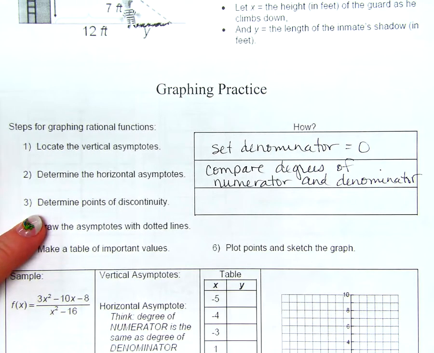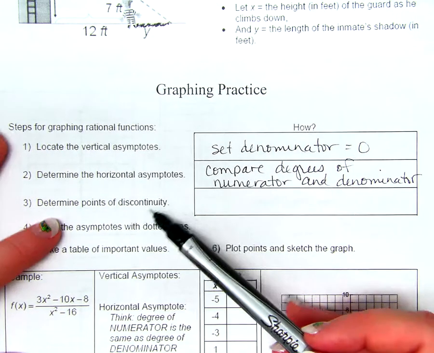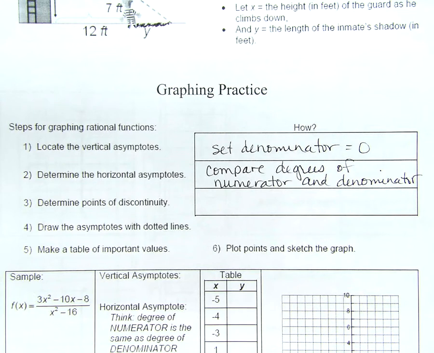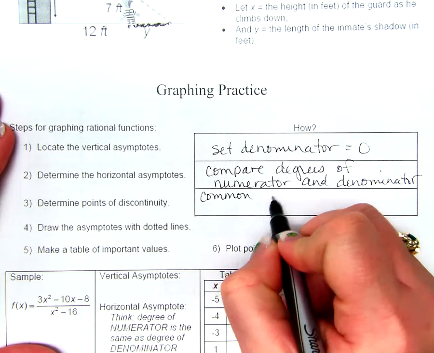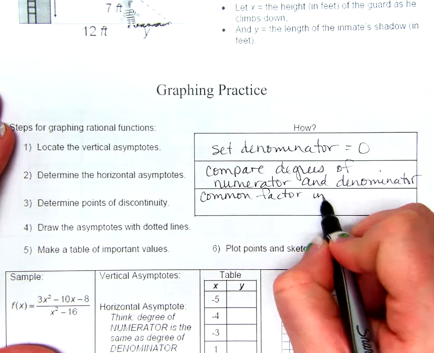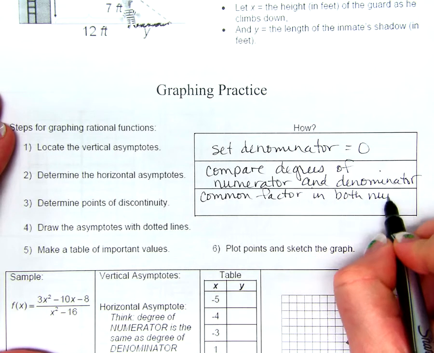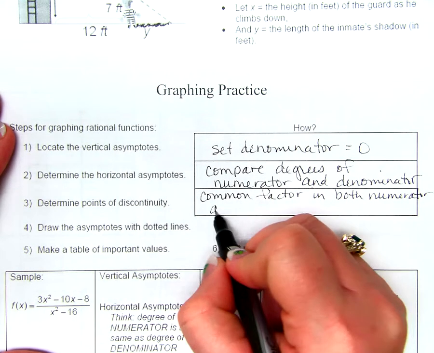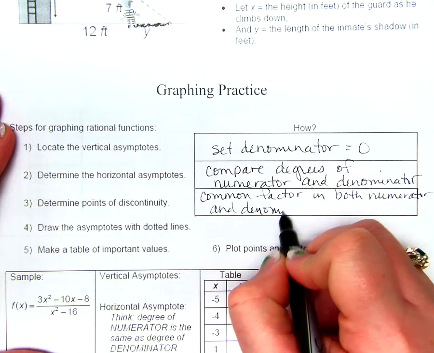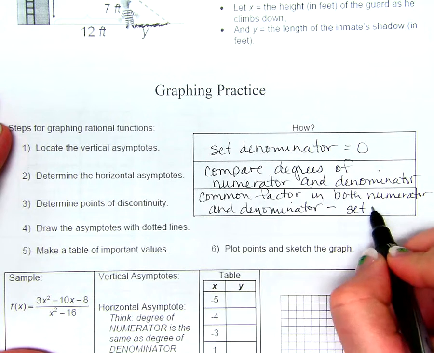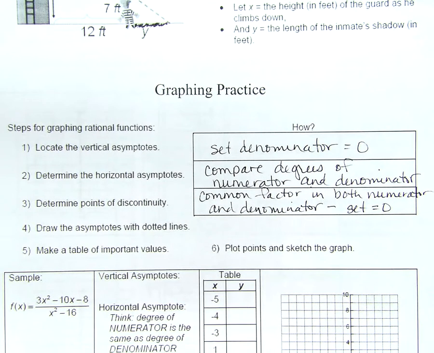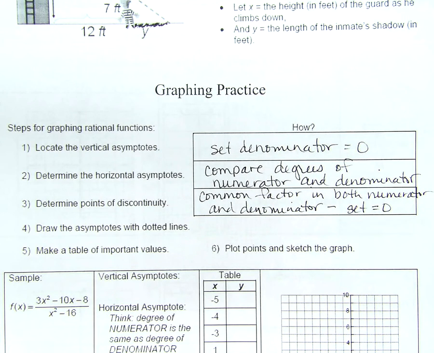Determine points of discontinuity. When we factor the denominator and the numerator and find a common factor in both numerator and denominator, that's going to be your point of discontinuity, and you set that equal to 0 to find the points of discontinuity. Or the removable discontinuity, I think is what we called it on the other sheet.